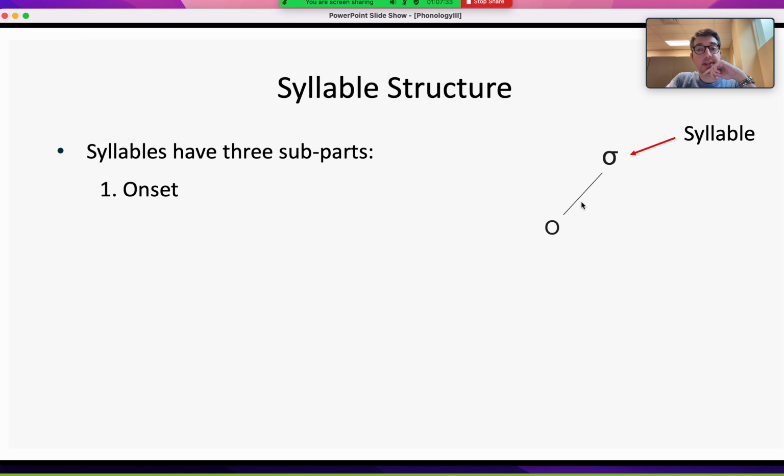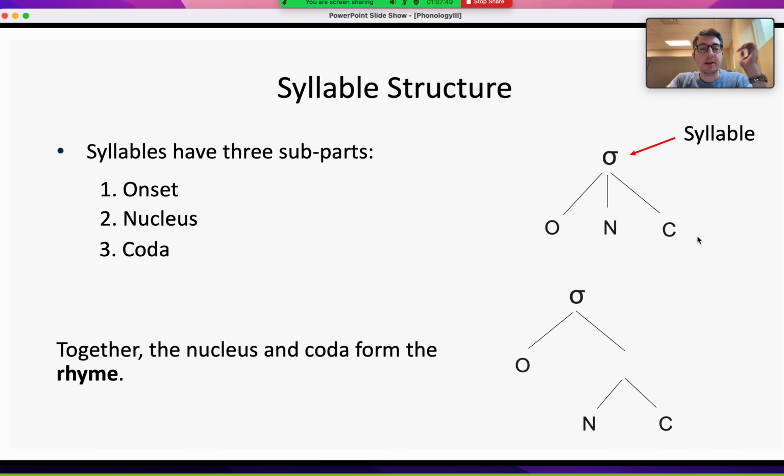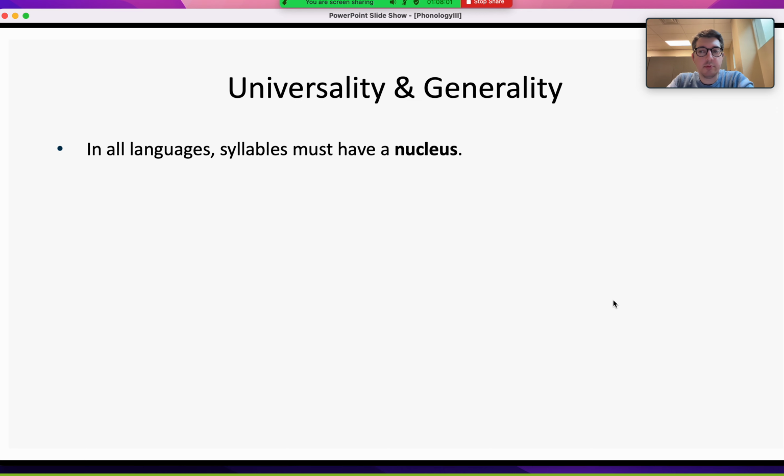Sigma, or syllable, has an onset, which is a capital O, as in the first letter of onset. Then the first letter of nucleus is N, and the first letter of coda is C. Very simple, O and C. Together, the nucleus and coda form the rhyme, and we mark this rhyme with R. We will mainly focus on these three and forget about the rhyme for our purposes.